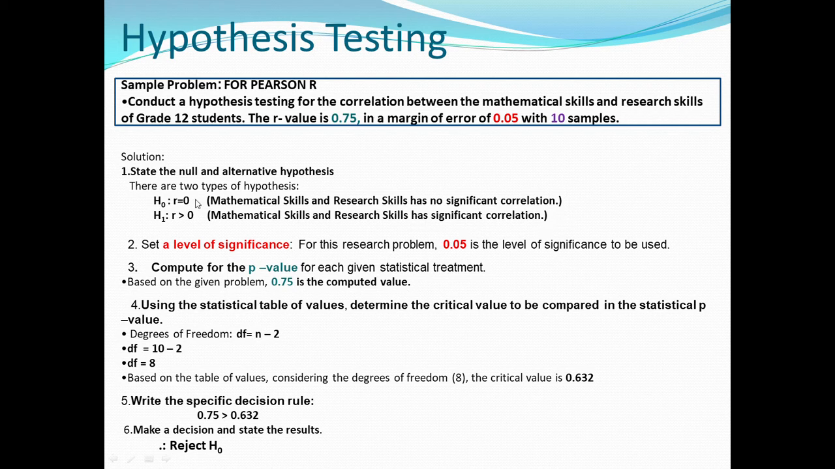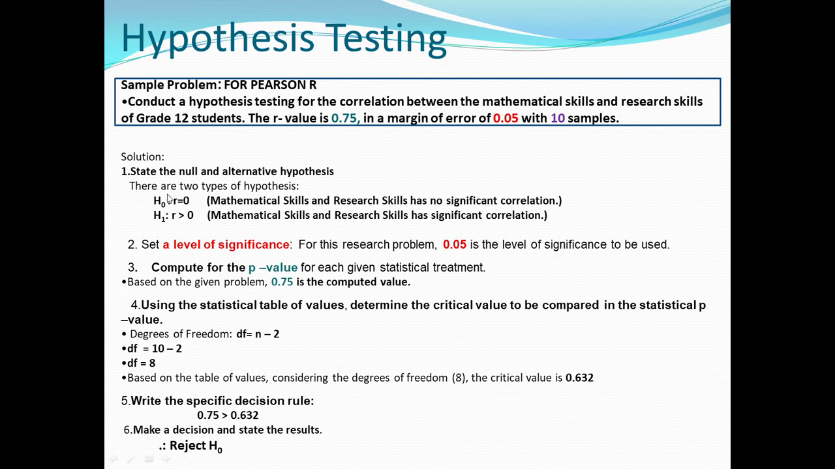Or pwede rin gawin natin or sabihin ninyo sa inyong null hypothesis is there is no significant correlation between mathematical skills and research skills. And dito naman sa alternative natin, there is significant correlation between mathematical skills and research skills. So, pwedeng ganun yung constructions. But then, let's look na lang muna dito sa ating example hypothesis.